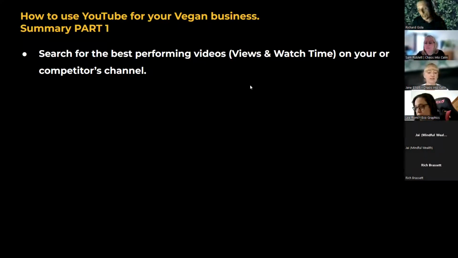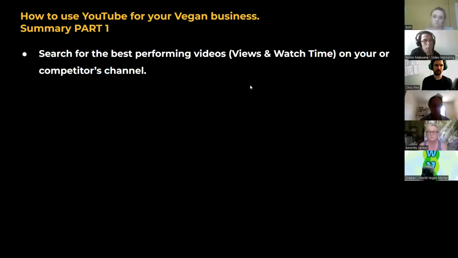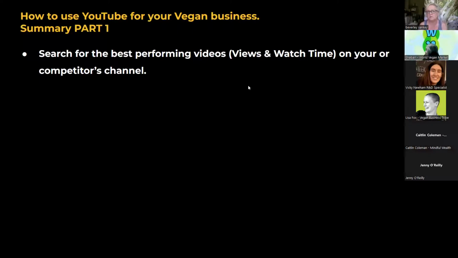How we search for the videos. We search on our channel. How we search for the best performing videos. We search on our channel, or if we don't have our channel, we search on the competitors, based on the views and the watch time. Not only on the views, but also on the watch time.